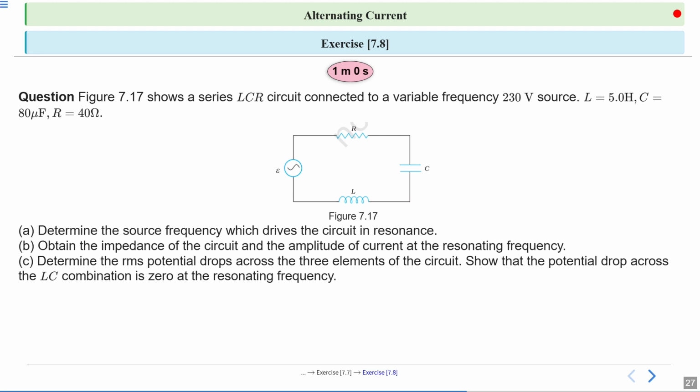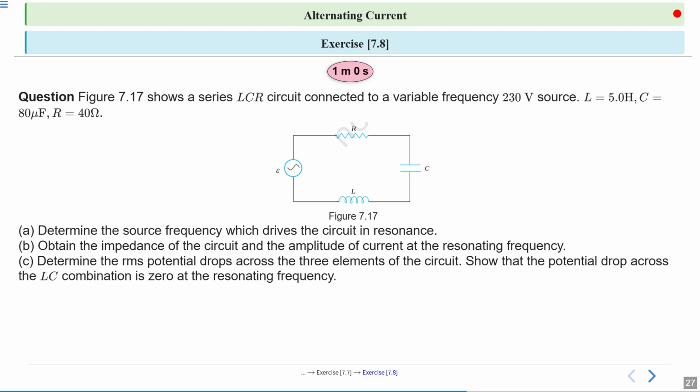Part A: determine the source frequency which drives the circuit in resonance. So you have to calculate the source frequency at which the circuit will operate at resonance condition. Source means the one through which we are taking current. So what should be the source frequency so that the circuit will be operated at resonance?